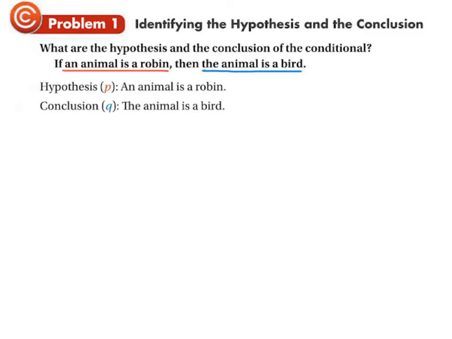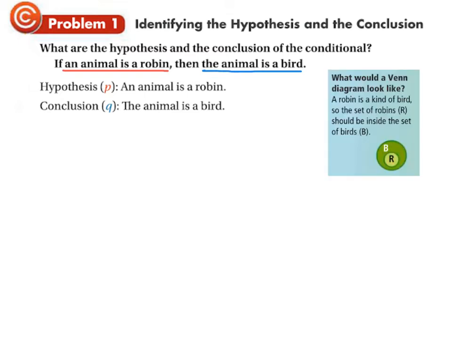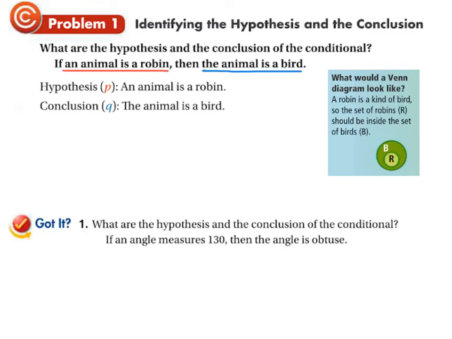Okay? Those are the two parts, and we will learn how to use those later to do other things, but you need to not have if and then in the statements. Okay? What would the Venn diagram look like for this? Well, specifically, if it's a robin, it is definitely a bird. All robins are birds, and so this group robins is fully contained within this group birds. Here's your got it problem. See how you do. Identify the hypothesis and conclusion.